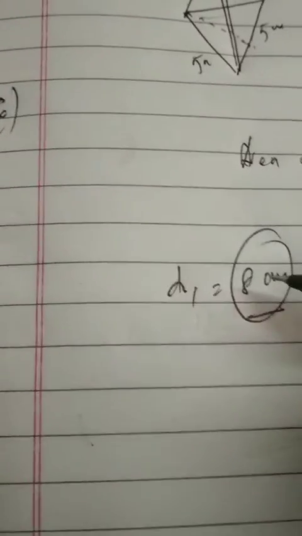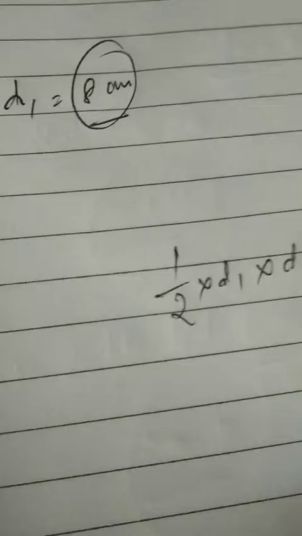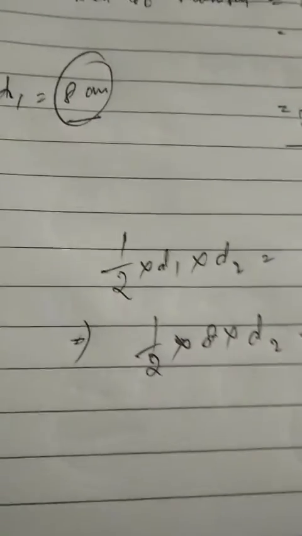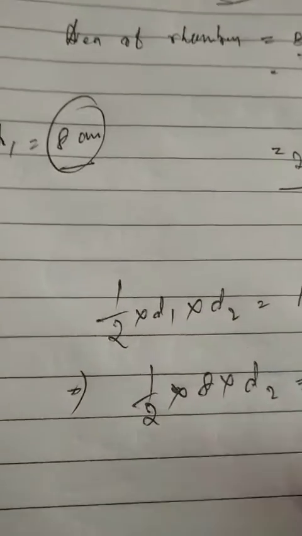And now I have to find the measure of the other diagonal, that is D2. So I'll simply use the formula: half into D1 into D2 is equal to the area of the rhombus. Here half into D1, I have considered 8 centimeter. D2 I don't know. The area of the rhombus I just calculated, that is 24. Children, always keep in mind, no matter which formula we use, whether half into D1 into D2 or base into height, the area for a particular figure must remain the same.